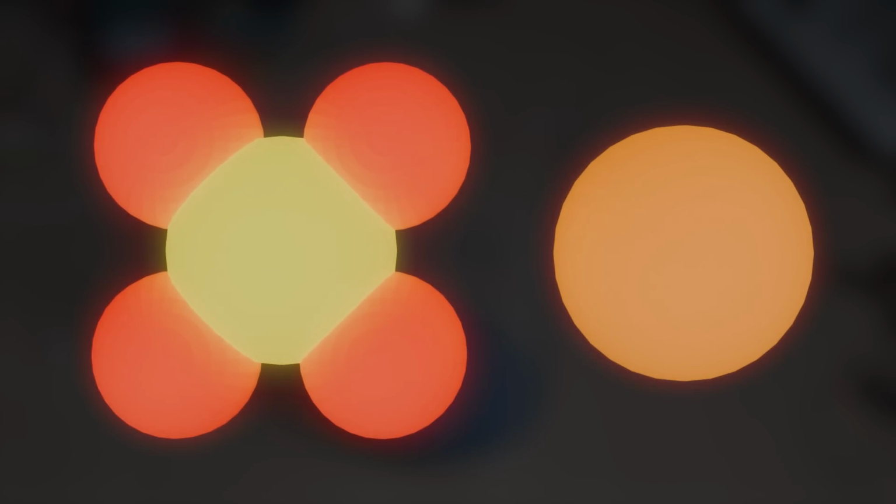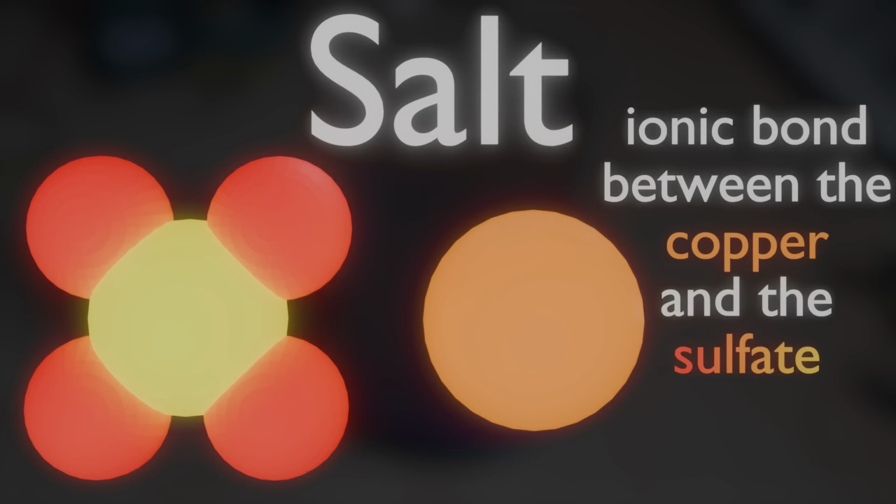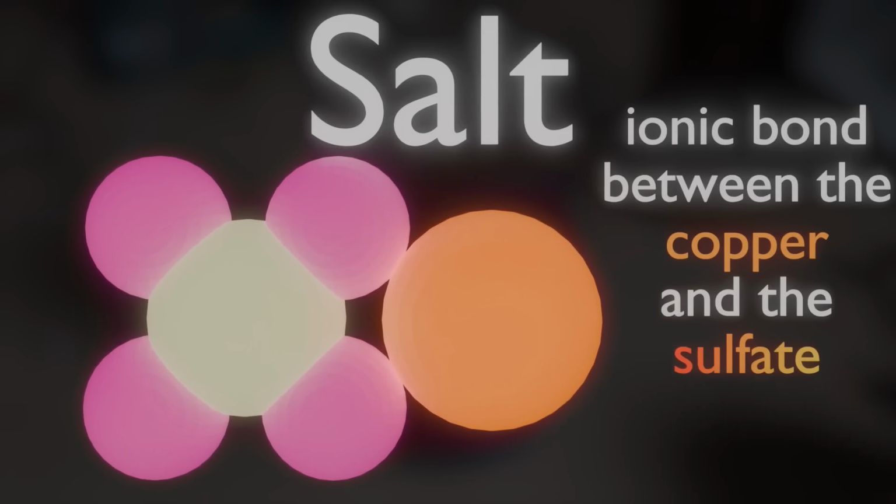We start with copper sulfate. Copper sulfate is a salt, meaning that there is an ionic bond between the copper and the sulfate, which is just a bunch of smart words I chucked in there to make myself feel really smart, but it basically means that this is positive, this is negative, and opposites attract. Congrats! It's a bond.